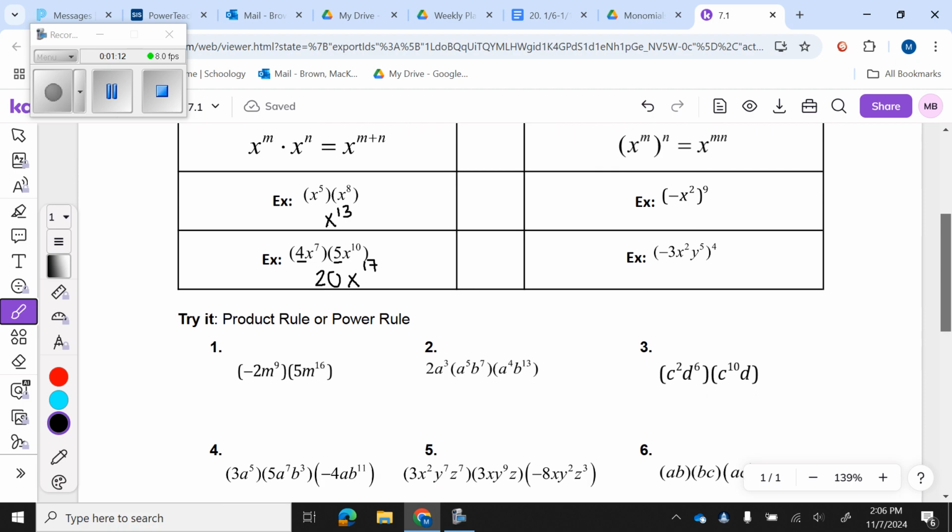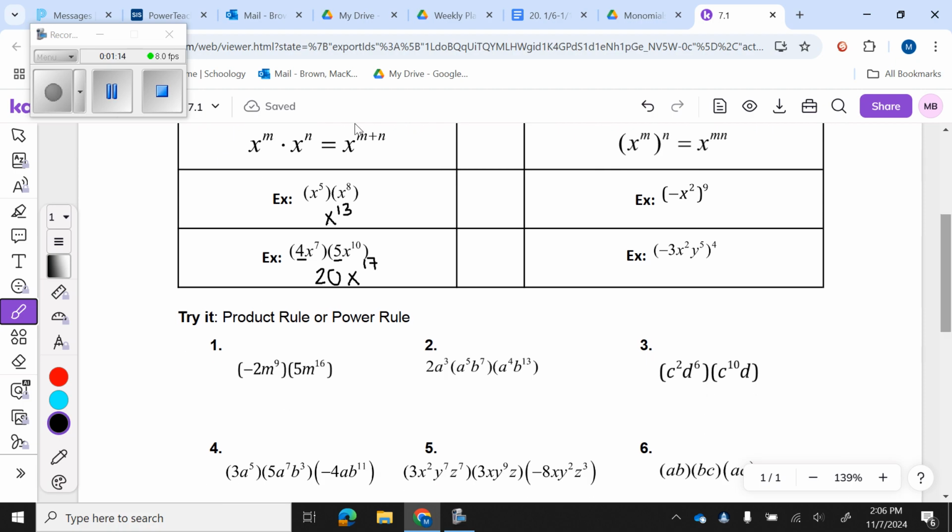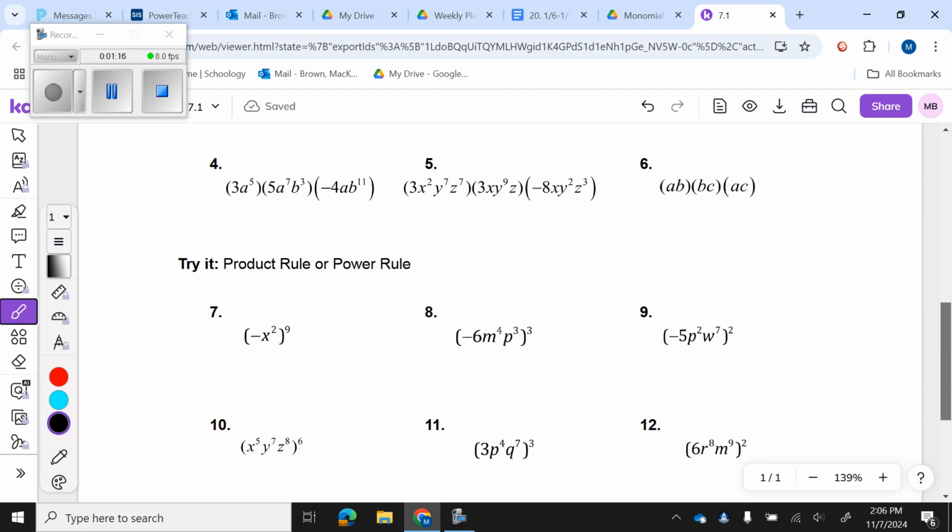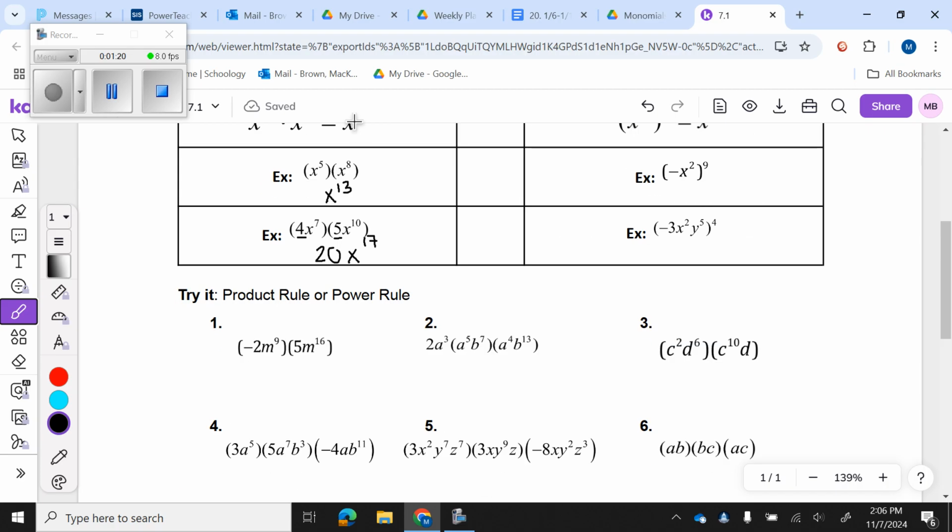All right, so on this next set, all of these are the product rule because you're multiplying them all together. So I'd come right here and highlight product. All these are the product rule. So again, we're going to add our exponents and multiply our coefficients.